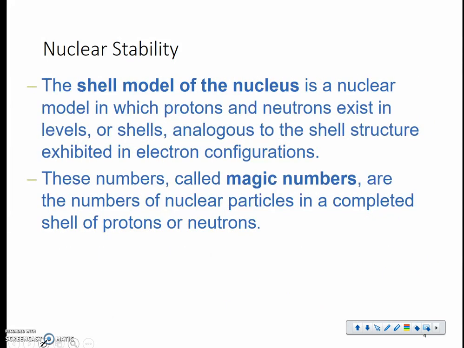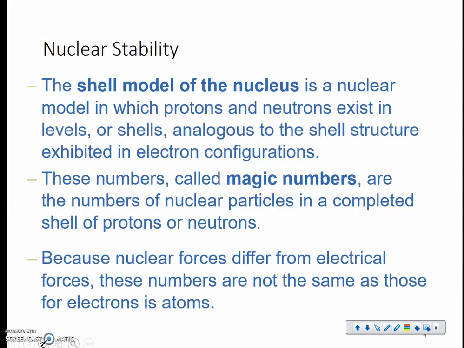So the current model of the atom has something called the shell model of the nucleus, which is just this theory that protons and neutrons are arranged in different levels, like electrons are arranged around the nucleus. But they have different numbers, not the same numbers as electrons. So the numbers of protons and neutrons that are stable, we call these magic numbers. It's just how many particles we have in your nuclei that are most stable.